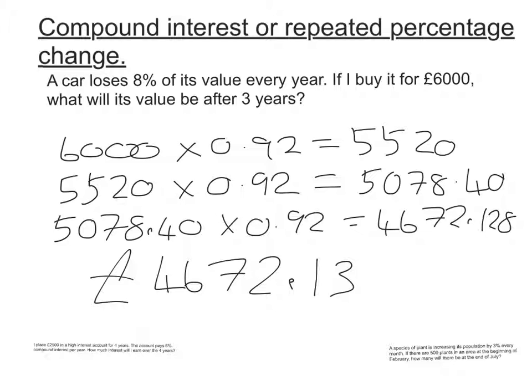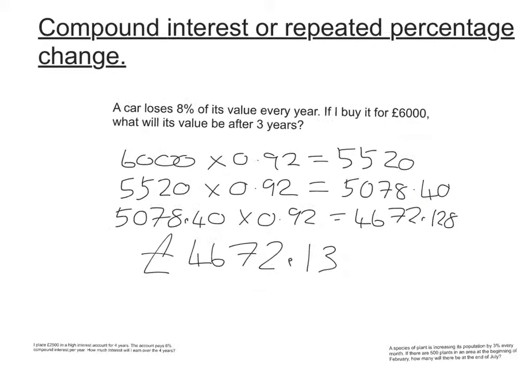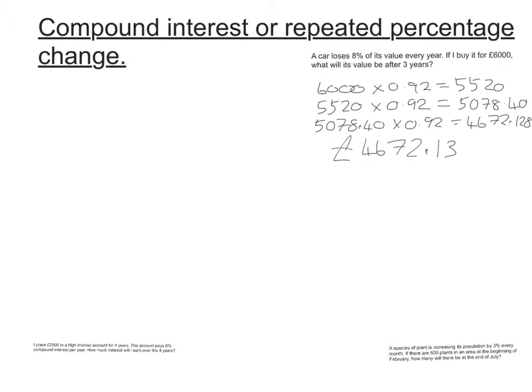So normal rounding rules, £4,672.13. Now you can see that there's a fair bit of work in that. And what if it wasn't 3 years? What if it was 10 years? That would be quite time consuming. So let's look at a simpler method.